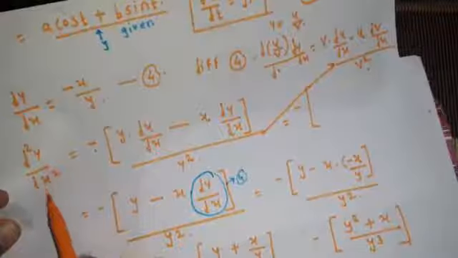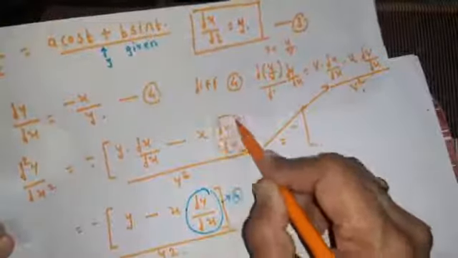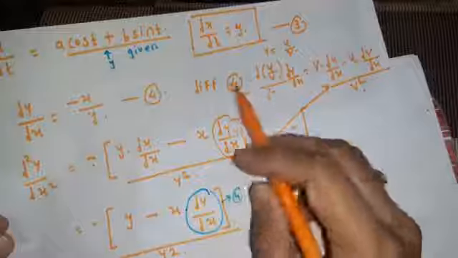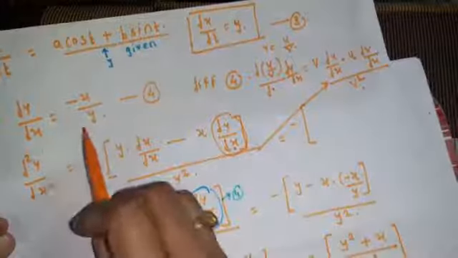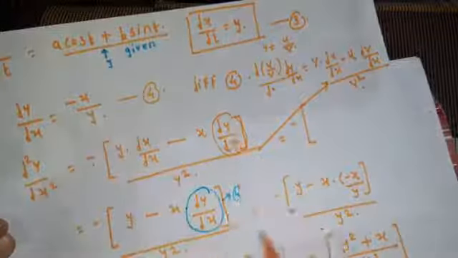Okay, and then we have d2y upon dx square equal to this. We have put here the value of dy by dx from the fourth statement, that is minus x upon y, and then d2y by dx square equal to this. Hence we have solved the problem, we have proved the problem.